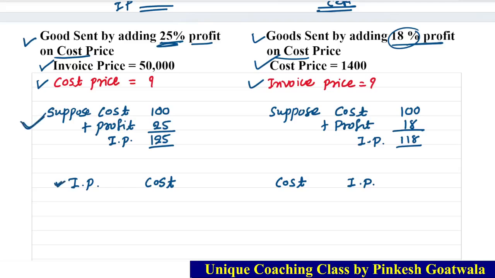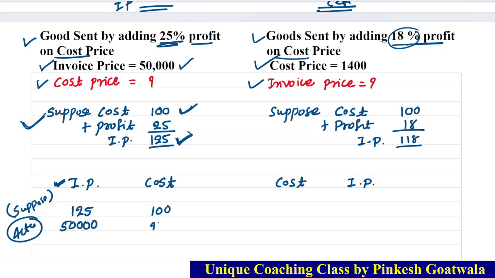Here invoice, how much invoice here? Invoice is 125 and cost is 100. So first from where do we put the value? From what we supposed. And then the actual value. Now what is the actual value? Actual invoice is 50,000. So what will be cost? Right? So here you will get the answer of cost, that is 40,000.